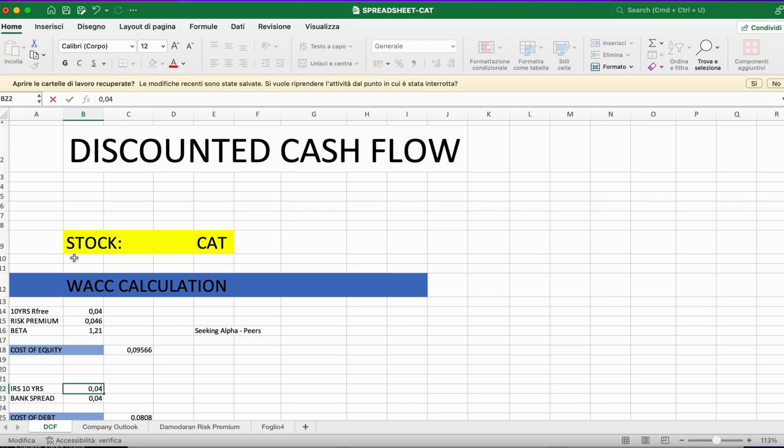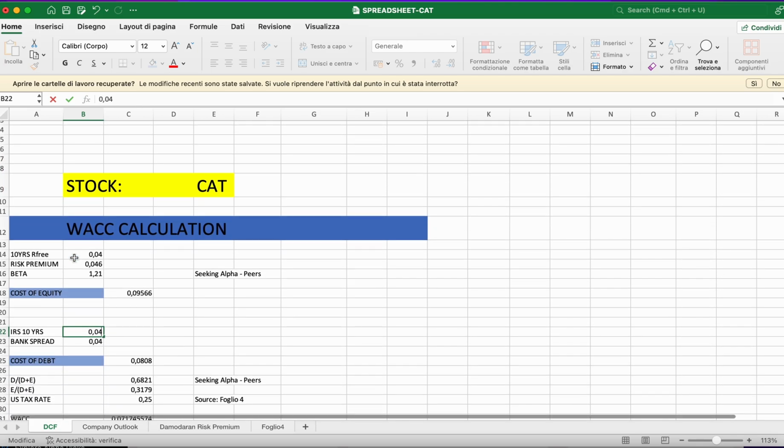So, let's start by making some of the assumptions that we need for this discounted cash flow analysis. First, we start off with the risk-free rate. I've taken the interest rate swap for the next 10 years as of now, and it is around 4%. So I've taken that as a reference.